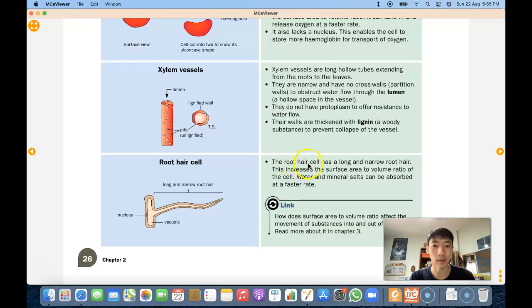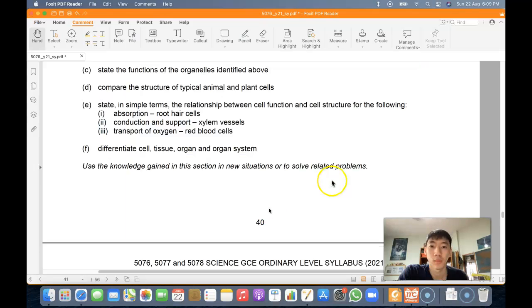So the root hair cell has a long and narrow root hair, and this increases the surface area to volume ratio of the cell. Right, water and mineral salts can be absorbed at a faster rate. Now do take note, water will enter in the root hair cell mainly through the process of osmosis, whereas mineral salts are actually diffusing into the root hair.